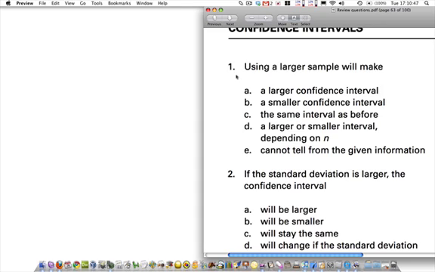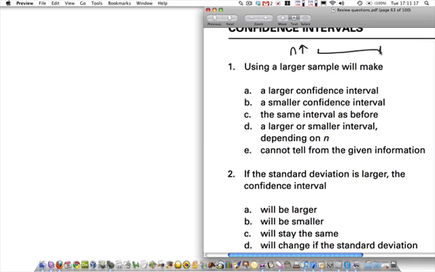Using a larger sample will make. All right, now you've got to think about it. A larger sample size means what's happening? Means n is going up, right? As n goes up, the statistic gets better in estimating the population parameter it's trying to estimate, right? So if we look at n going up, what's going to happen to the confidence interval if the statistic we're using to estimate gets better?